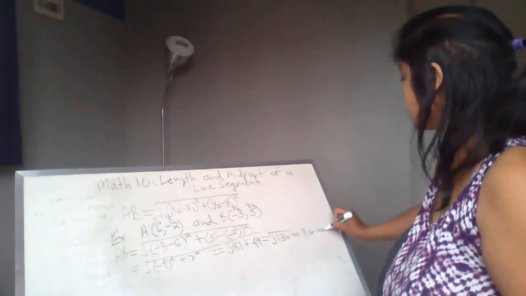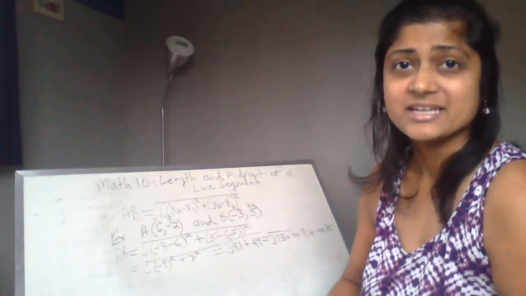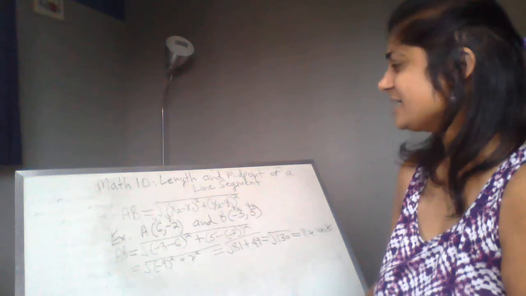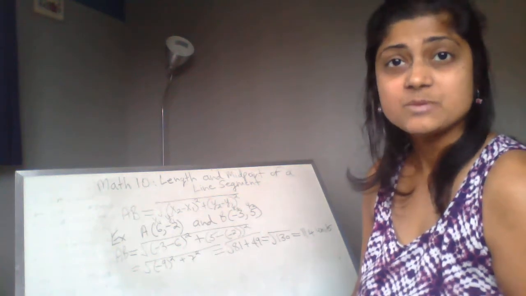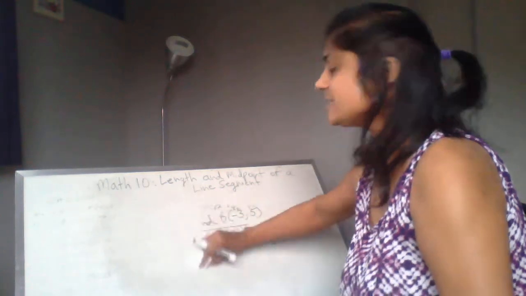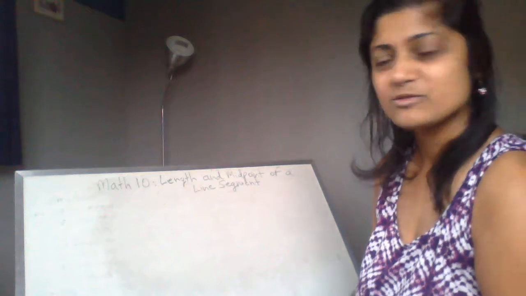Let's write units. Okay, and this is the distance between points A and B. Are there any questions? All right, that looks good. Okay, so now we're going to move on to the midpoint of a line. So I'm going to just take this off. And again, it's basically a very simple formula. And I'm going to write down the formula here.